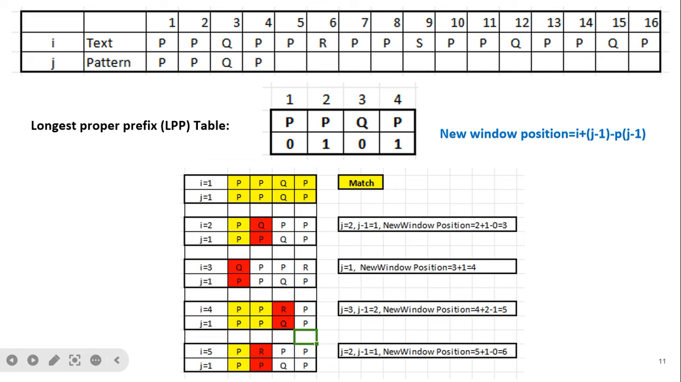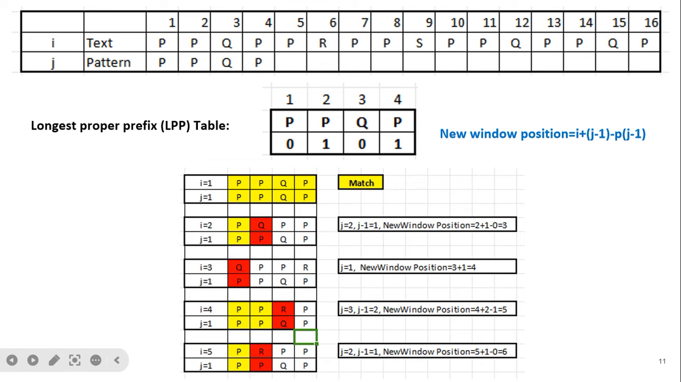Now PQ, next character, fourth character are PQPP. First character match, second character mismatch. So mismatch occurs when our j is equal to 2. So j equal to 2, we require to make j minus 1 equal to 1, and new window position is equal to I plus j minus 1 minus p of j minus 1.